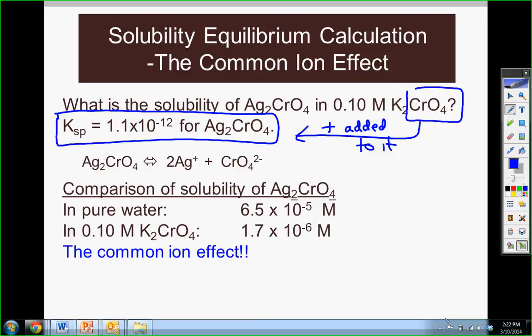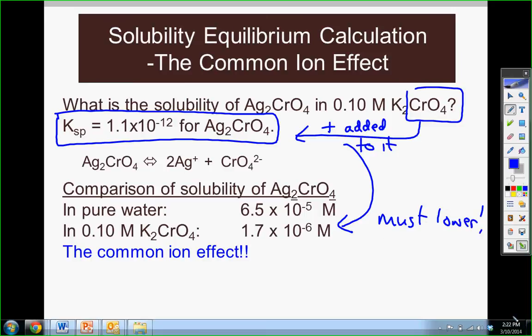All right, very good. What happens? Take a look at the comparison of solubilities. 6.5 times 10 to the negative 6 in 0.1, 1.7 times 10 to the negative 6. What happened to the two numbers? The solubility lowered. All right, that's the common ion effect. So you need to look, if this is added to it, this number must lower.